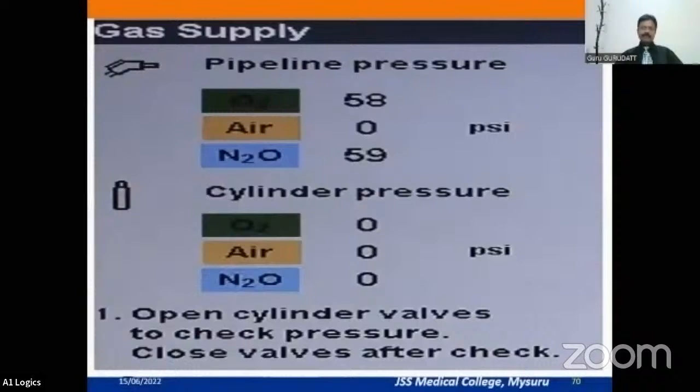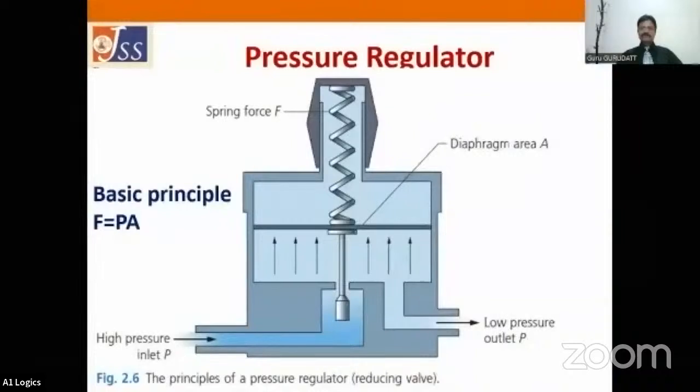So in many of the modern workstations, there are no actual pressure gauges. They are digital. The pressure is measured through electronic pressure sensors, and usually on the monitors you can see the digital values of the pipeline pressures as well as the cylinder pressures directly. So there are actually no pressure gauges; the pressure sensors and direct digital display of these pressures are there in modern workstations.